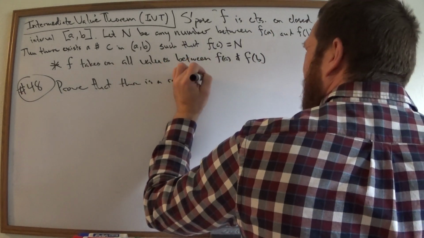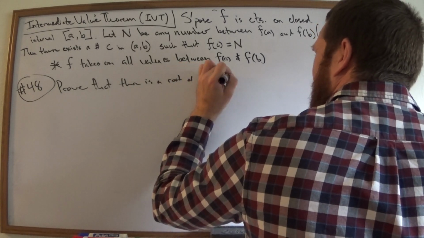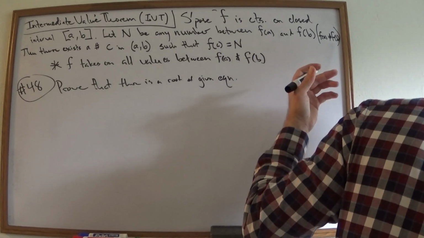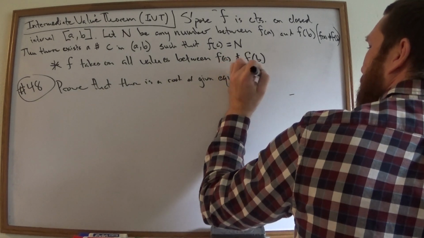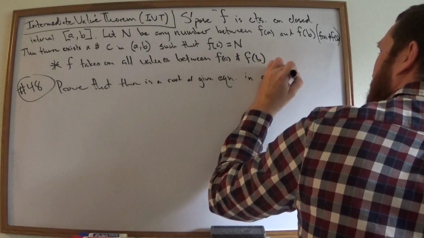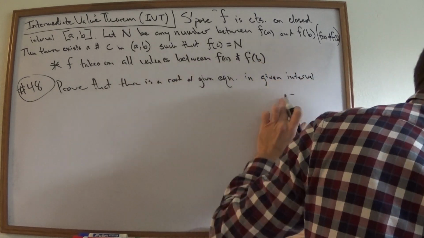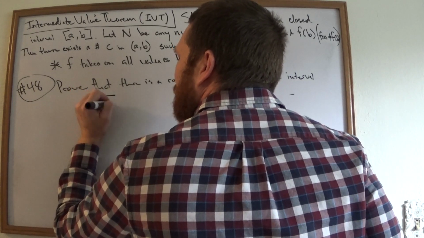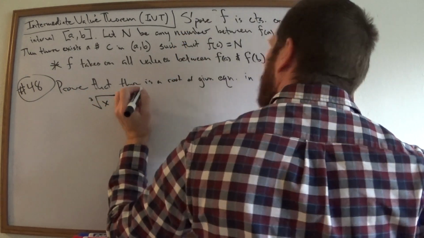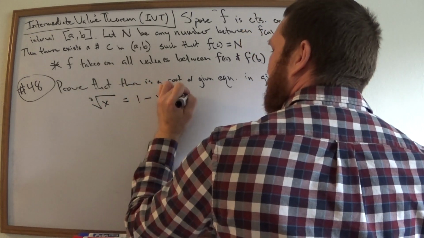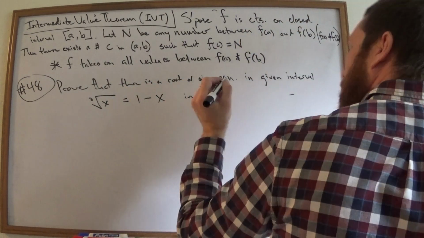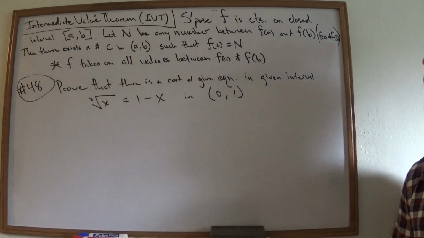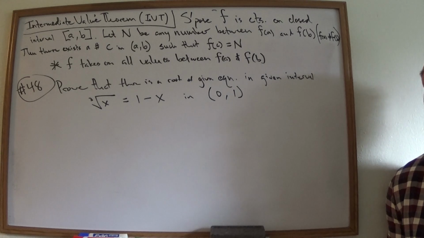What's the root of an equation? Given equation? Root means solution to the equation, like when x equals 0, in the given interval. And here's what they give you. Here's the equation. I would say, prove that there's a solution to the given equation in the interval 0 to 1. So solve for x. Good luck.